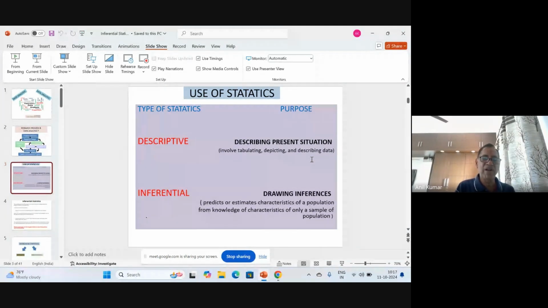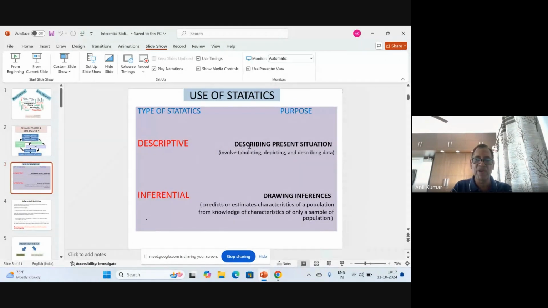The second important part is inferential one. And now you look at the difference here. Here the purpose is describing, here the purpose is drawing inferences. So make it very clear in your minds that here we have the purpose that we would like to draw inferences, we would like to draw conclusions based on quantitative data and using stat for the purpose. And drawing inferences means, again, I would repeat, predicting or estimation of the characteristics of a population.